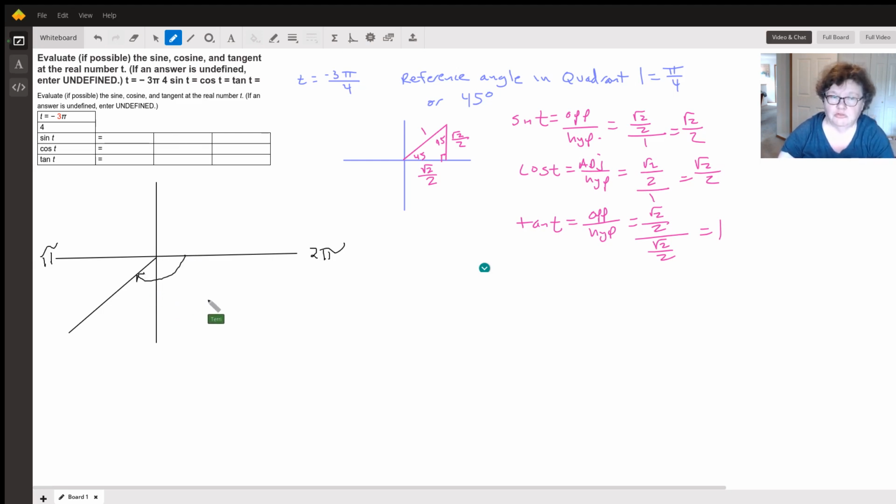Now, the only reason we really care about that is it's going to affect the sign on the final answer. Will it be positive or will it be negative? We'll address that in a minute. The important thing is you've got to figure out negative 3 pi over 4, what's the reference angle? And when it's in radians, it's super easy.